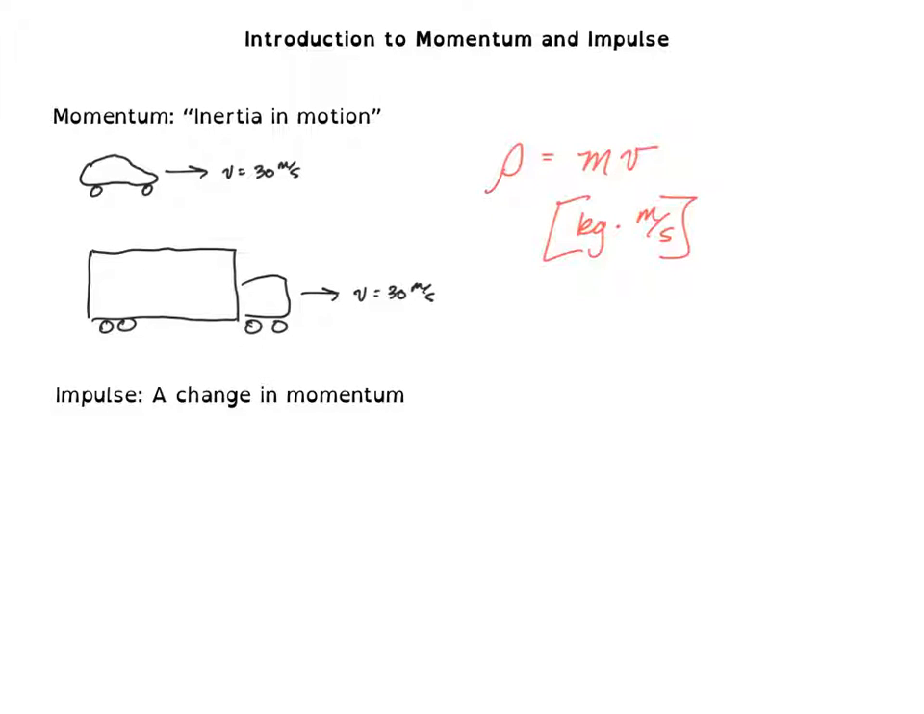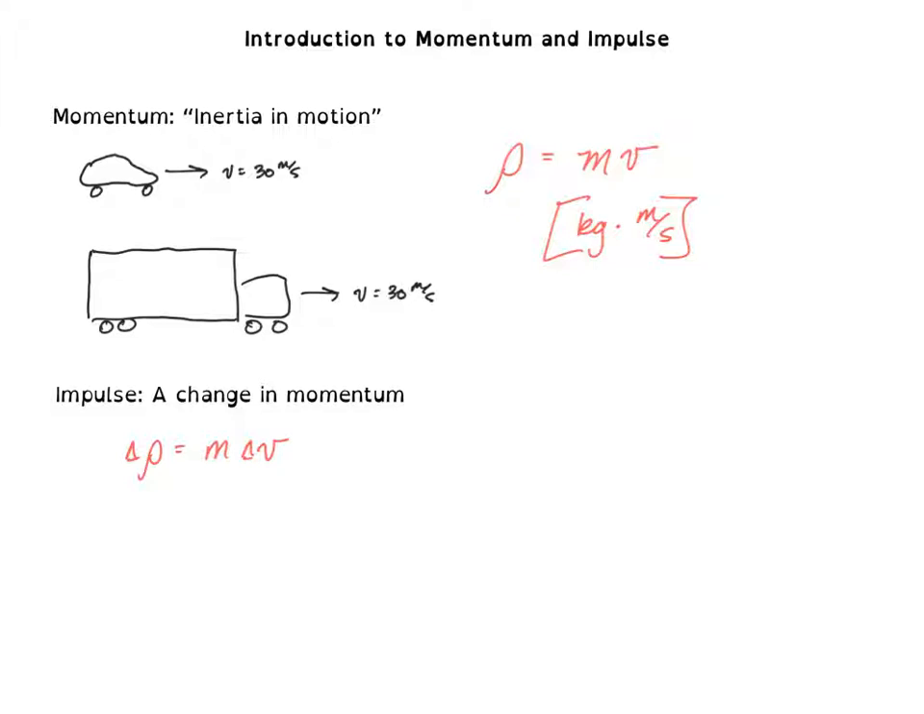So impulse, and I'm just going to write this as a change in momentum, is equal to mass times a change in velocity. So I want us to understand, though, how does this change in velocity actually occur? What do we have to do to actually cause a change in velocity?